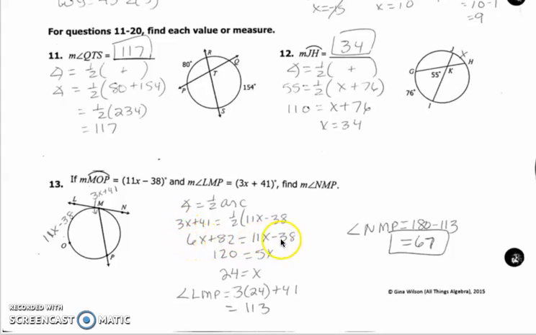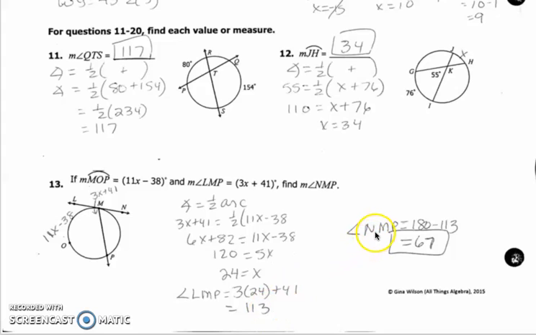And this side I just had the 11x minus 38. I subtract 6x, and that's how I got 5x. And I add 38, and that's how I got 120. I divide by 5, and I get x equals 24. And then angle LMP is 3 times 24 plus 41, and I get 113.